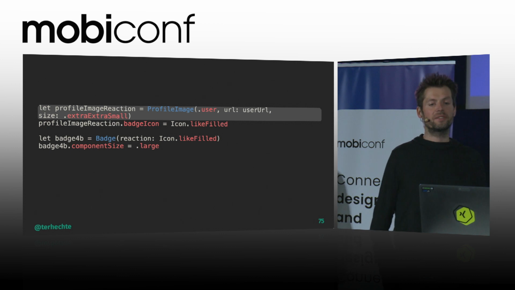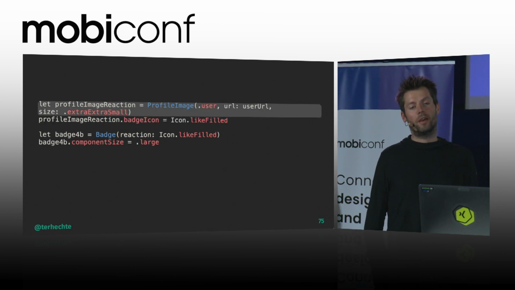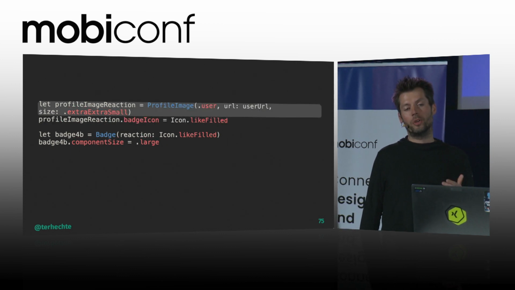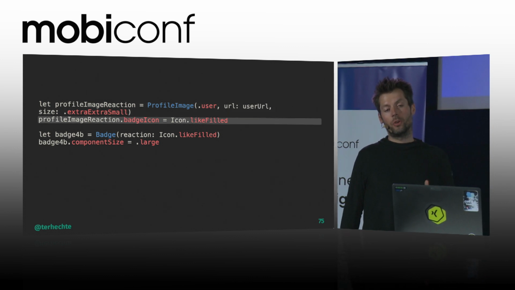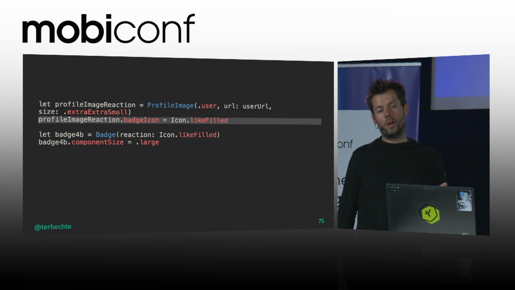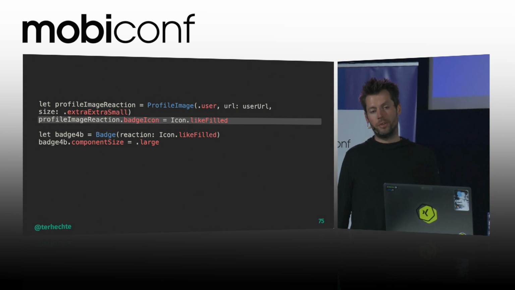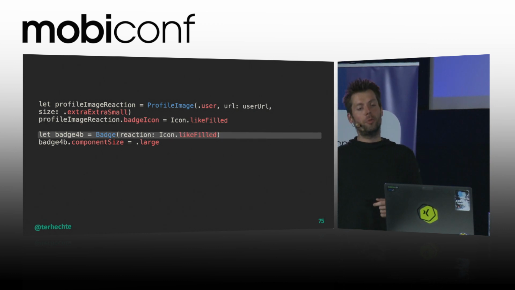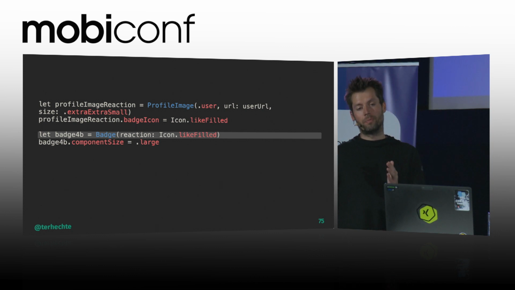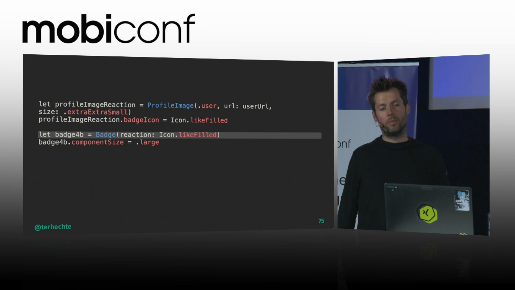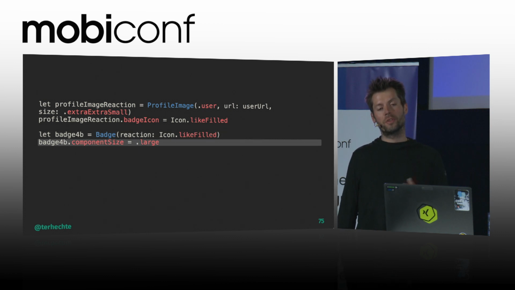Now, this is only a simple example. Here at the top row, we have a profile image that can be created for a user with a certain URL and a size. Then we can also apply a badge icon and take one out of many different badge icons. Or if you want to create a badge, we basically just create a badge, again, with a certain style out of an enum, and then we can also set the size.